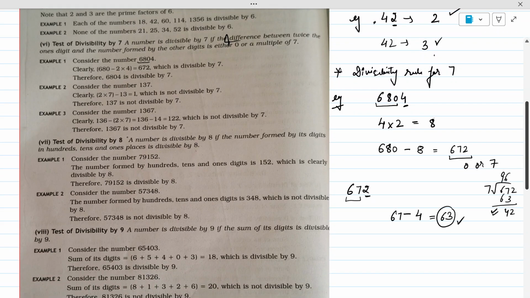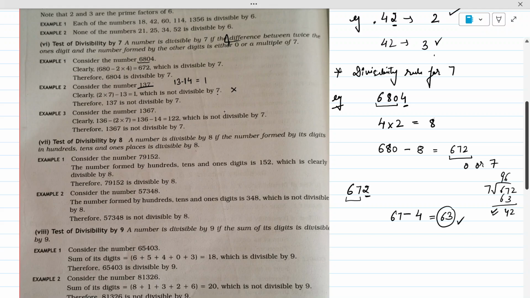Now let us take another example. They have taken another example here, 137. With 137, they double the number at the unit place, that is 14, and it is subtracted from the rest of the number, which is 13. So 13 minus 14, the difference, is 1. Since this is 1, which is neither a multiple of 7 nor 0, it is not divisible by 7.